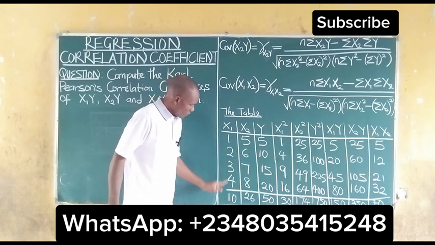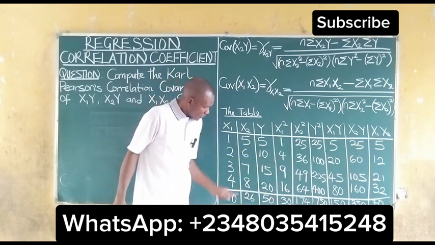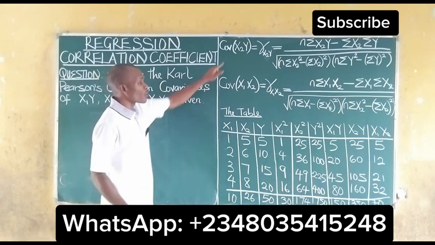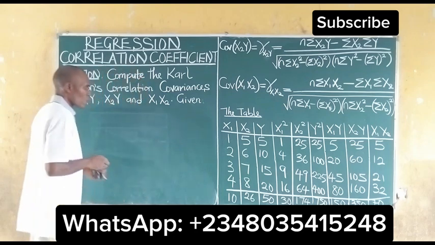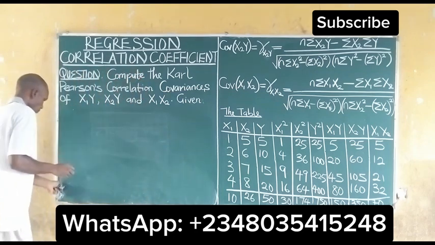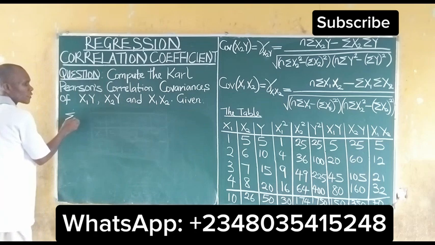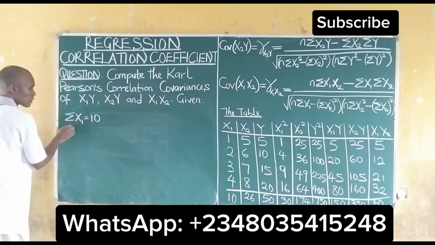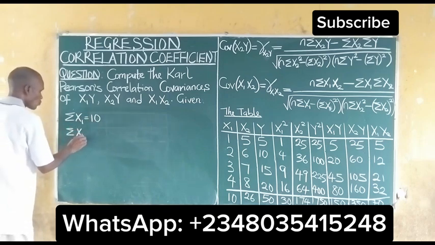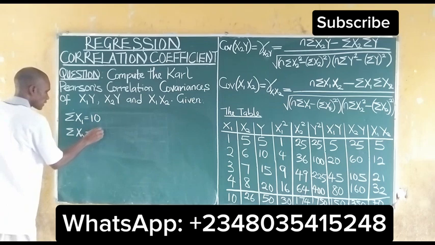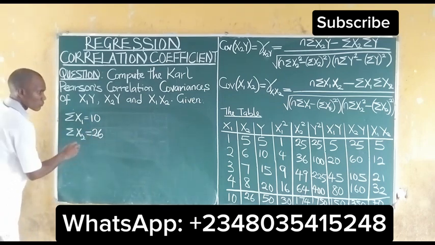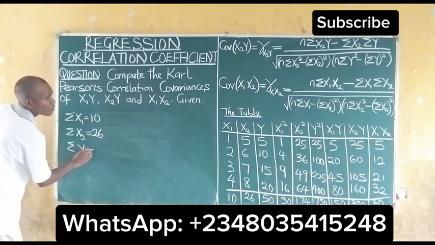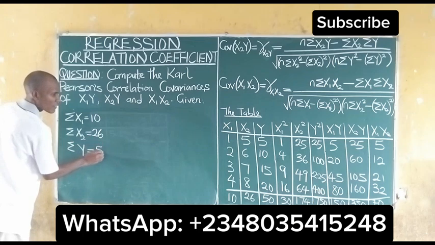Now, all of these are the sums. So we'll write out the sums here before we can calculate the covariances. The sum of x1 is equal to 10. The sum of x2 is equal to 26. The sum of y is equal to 50.